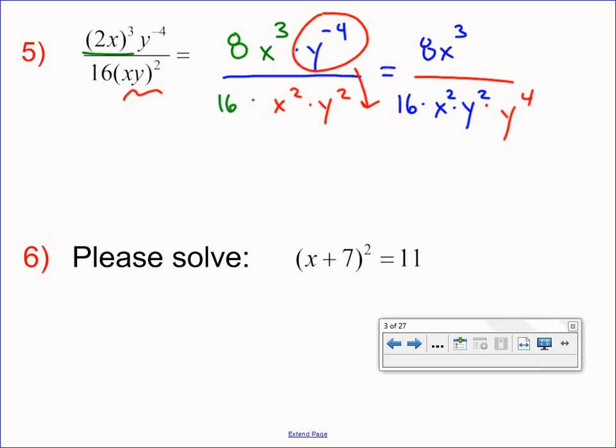Now, finally, we can reduce our fractions. So we've got 8 over 16. We know that 8 over 16, dividing out a common factor of 8, is the same as 1 over 2. So on top I have 1, on bottom I have 2.